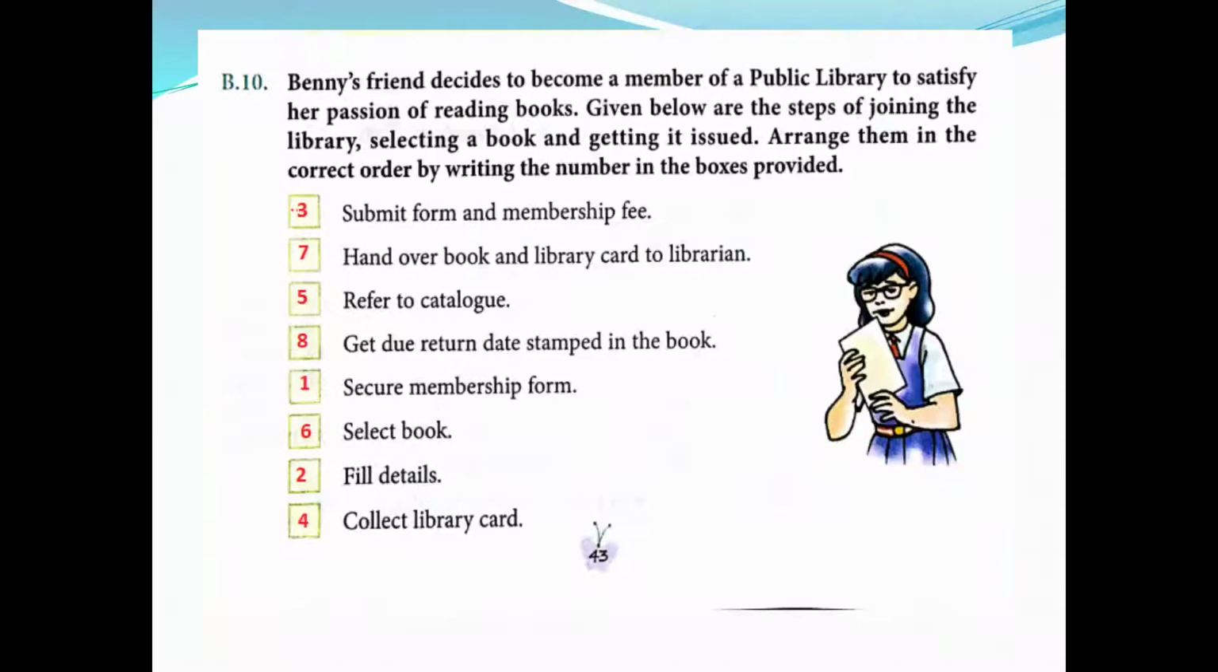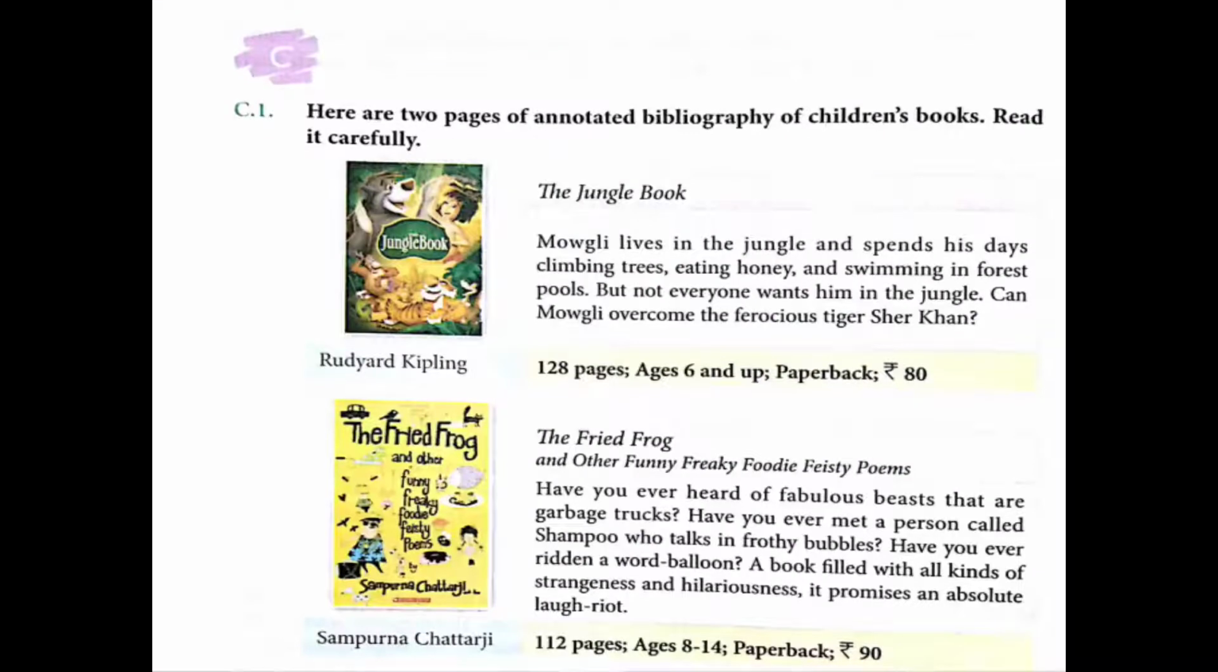Now let's move to lesson number 7, Annotated Bibliography of Children's Books. Here are 2 pages of Annotated Bibliography of Children's Books. Read it carefully. The very first book in the list is... Bibliography means the list of books, and annotated means some explanation of the book is given. The very first book is The Jungle Book.